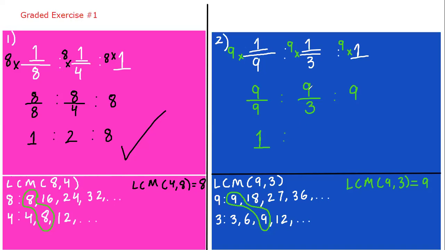Two. 9 divided by 3 is 3. 3, 2. We just bring down the 9. So I get 1, 2, 3, 9. How many persons got that as well? Very good. That's good. That's good.